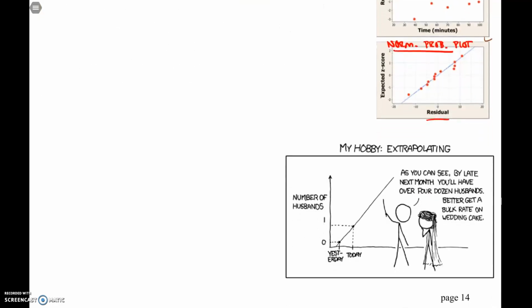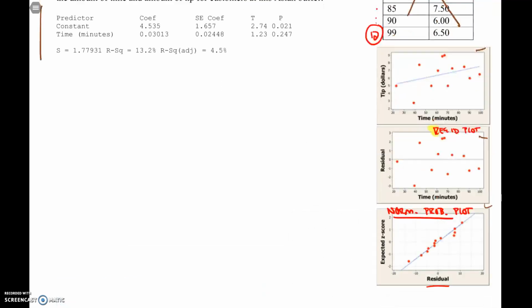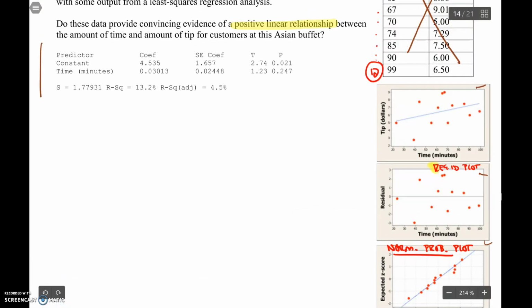All right, so I didn't leave you anywhere near enough space on this one, so we'll write small. Here we go. We're going to do a PHANTOMS. P, parameter of interest. Beta equals the true population slope of the least squares regression line using time to predict tip amount.